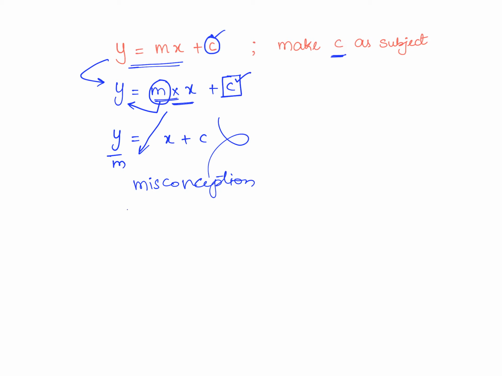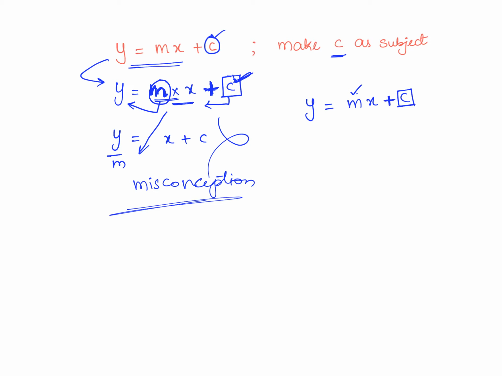Actually we need to check what is this term which we are sending, right? M, what is it doing with the c, that we need to see. What is it doing with the subject? That is important. It is getting added to the subject, so on the other end it will do minus. So rewrite that y equals to mx plus c. M, if you want to send, you have to check what it is doing with our subject c.